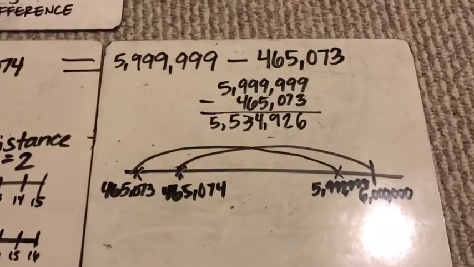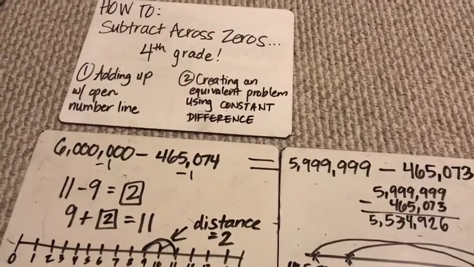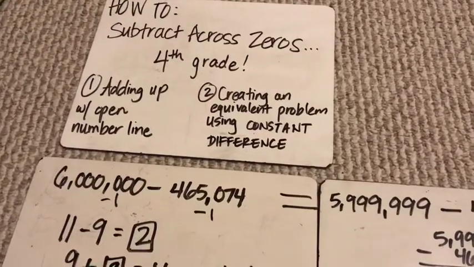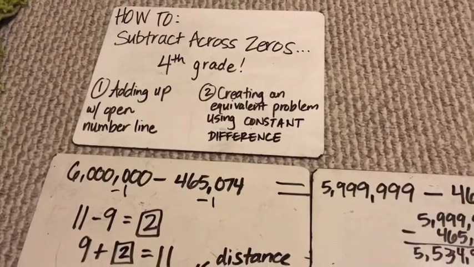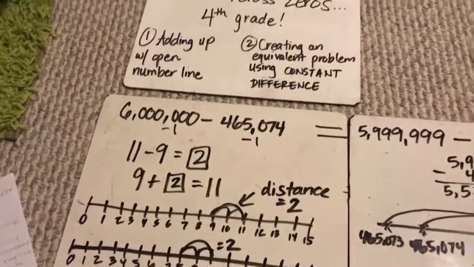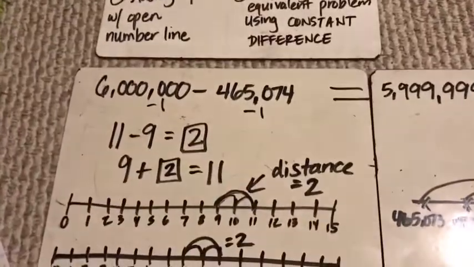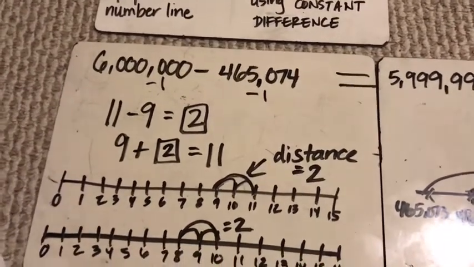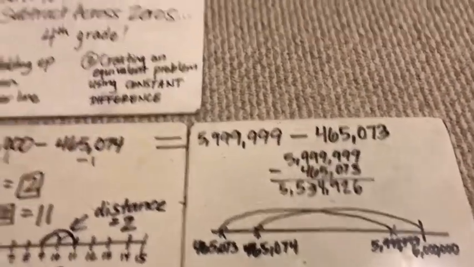So those were 2 strategies that I showed you guys, adding up using an open number line and what I know about place value, as well as creating an equivalent problem using constant difference. Both of them did use an open number line. Both of them required an understanding of a part-whole relationship with addition and subtraction with smaller numbers. So students will have a harder time with this if they do not understand that part-whole relationship with smaller numbers. But usually if you go back and teach it to them with the smaller numbers, they can then connect it up to the larger numbers with some practice. So good luck, boys and girls.